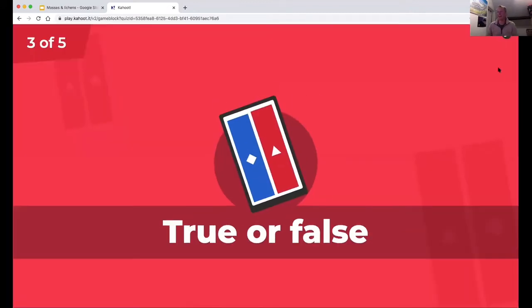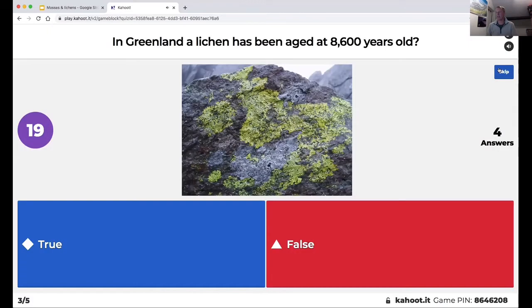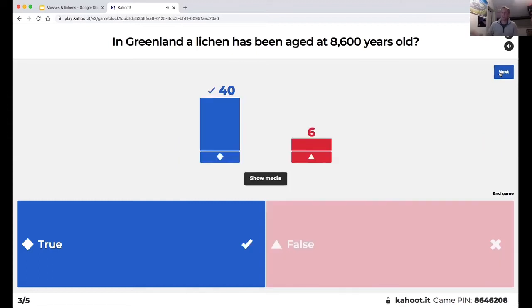Like in the lich, I like that name. True or false? In Greenland, a lichen has been aged at 8,600 years. And that's a picture of a lichen which lives a very long time in our mountains. It's map lichen. And it's true. It's a map lichen, which we get in Britain, 8,600 years old.